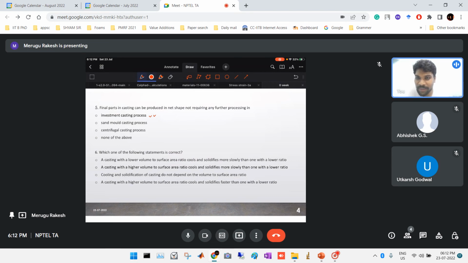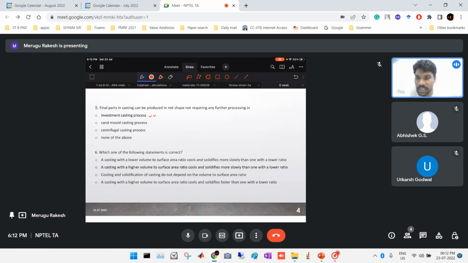So these are the type of questions that will consume more time. The first option says a casting with lower volume to surface area ratio cools and solidifies more slowly than one with the higher ratio. If I interpret the question, if the surface area is more, then it should cool fast. So option A is wrong.